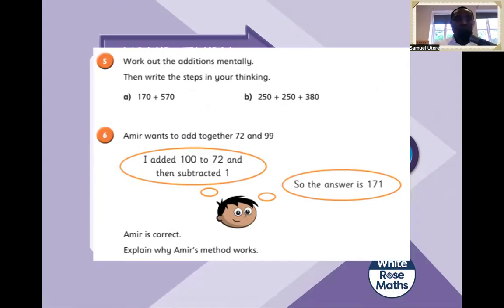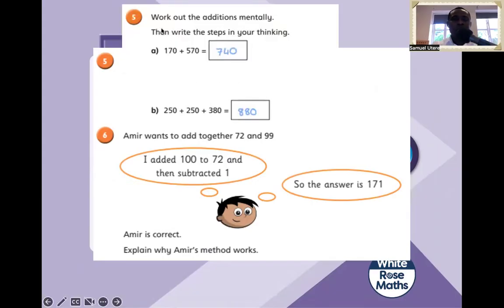Assuming you've paused the video and answered the questions, here are the answers. So for question 5, you're asked to work out the additions mentally. So doing these mentally, this should be your results. And then here, question 6, Amir wants to add together 72 and 99. Here is what he did. So I added 100 to 72 and then subtracted 1. So the answer is 171.